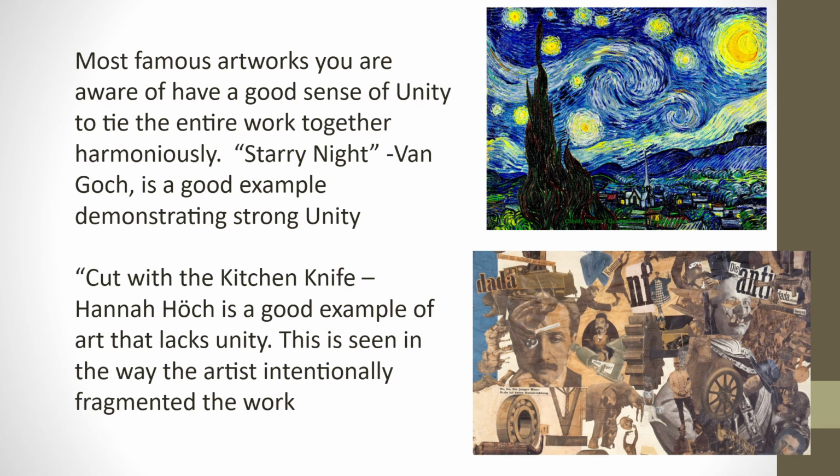harmoniously. Starry Night by Van Gogh on the top right is a good example of demonstrating strong unity. Cut with the Kitchen Knife by Hope is a good example of art that lacks unity. This is seen in the way the artist intentionally fragmented the work. See how everything on the photo montage on the bottom right just doesn't fit together harmoniously. It's kind of uncomfortable to look at a little bit. So this is a good example of an artwork lacking unity.